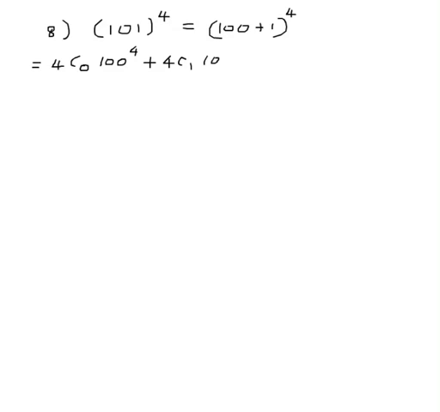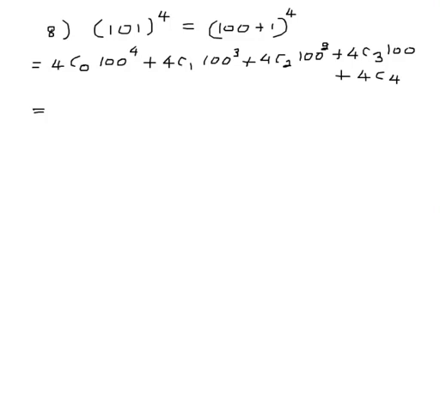Question number 8. Using binomial theorem, we have to find the value of 101 raised to 4. We can write this as 100 plus 1 raised to 4. Let us write the binomial expansion. 4c0 100 raised to 4 plus 4c1 100 cube plus 4c2 100 square plus 4c3 into 100, and the last term is plus 4c4.